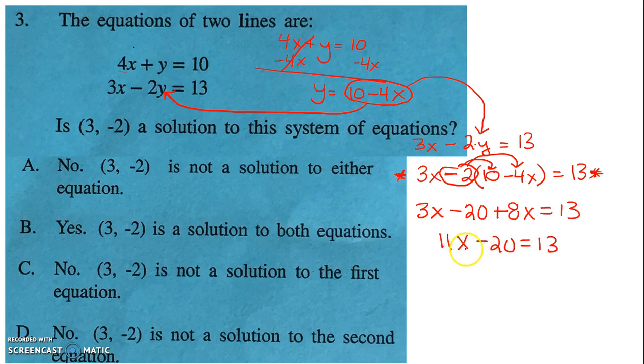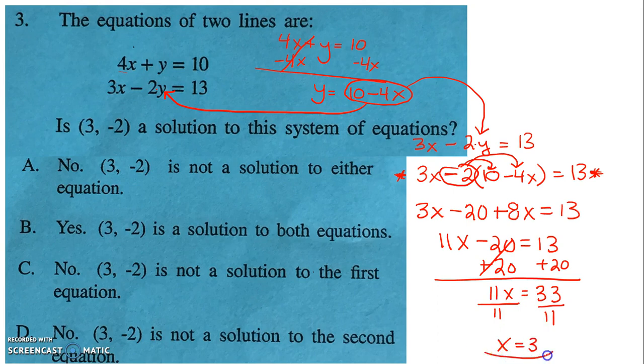Now I'm just going to solve this two-step equation for x. How do I undo subtracting 20? Oh, I add 20 to both sides. And I have 11x is equal to 20 plus 13 is 33. Divide both sides by 11, and I come up with x equals 3. Wow, I now know x equals 3.